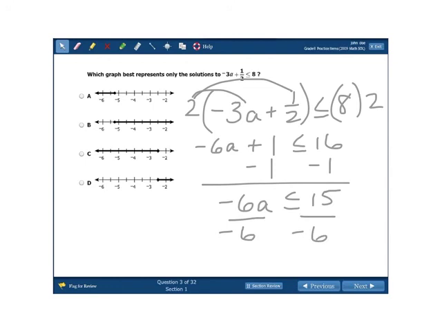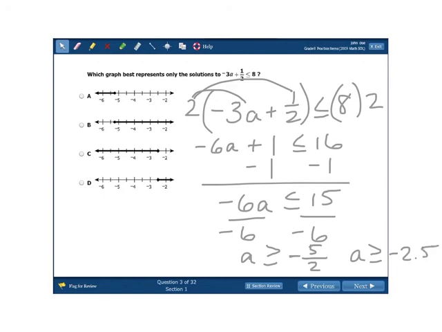And I can divide to solve, noticing that I have to flip my symbol around, and I'm getting a negative answer. Divide them both by 3, it's negative 5 halves. So 15 over 6, dividing them both by 3. 15 divided by 3 is 5. 6 divided by 3 is 2. So that's A is greater than or equal to negative 2.5.